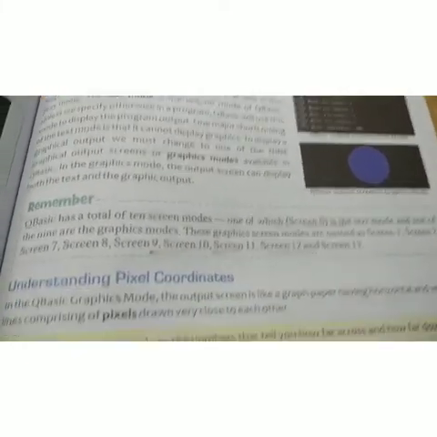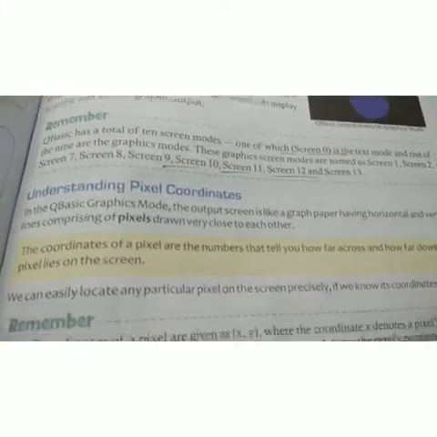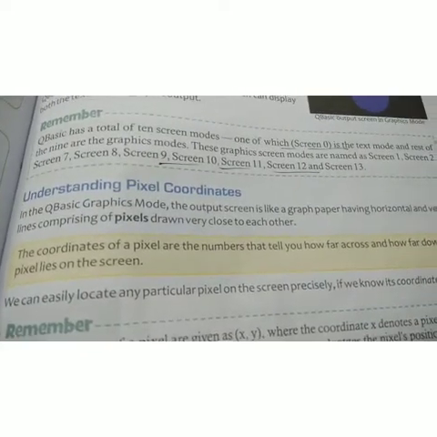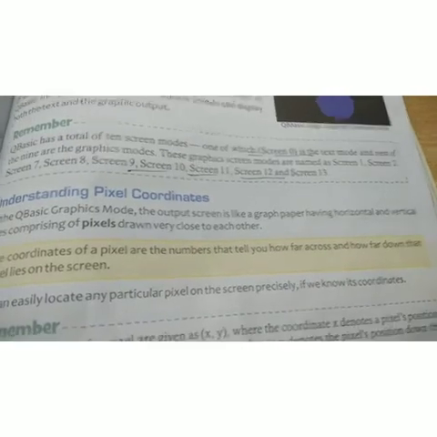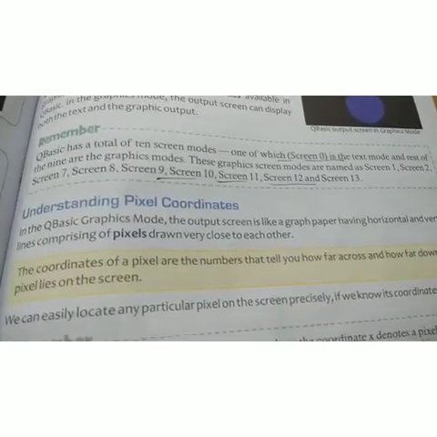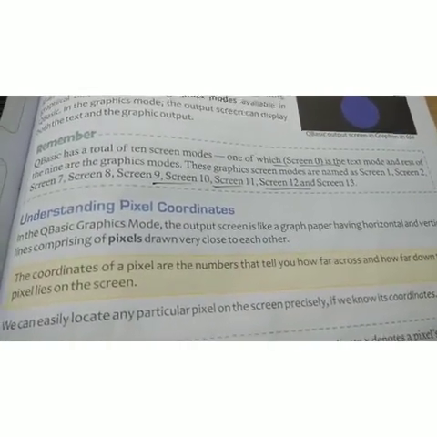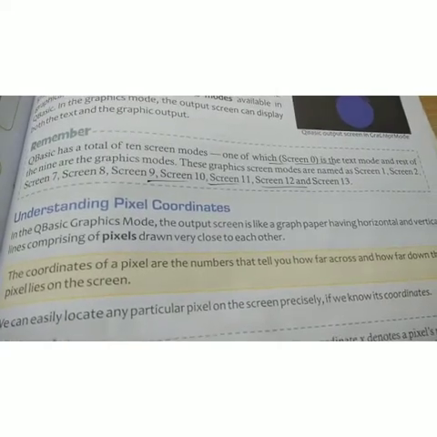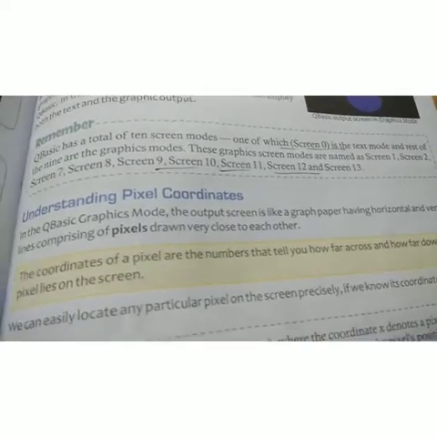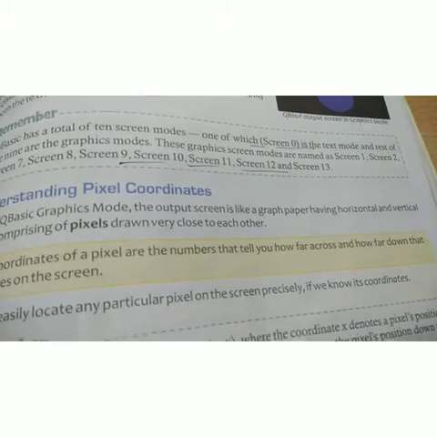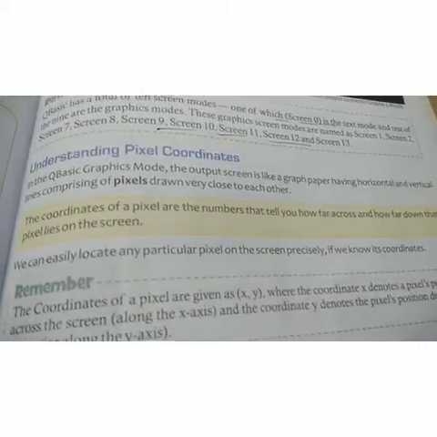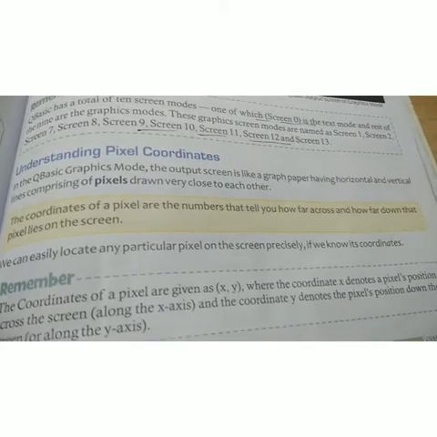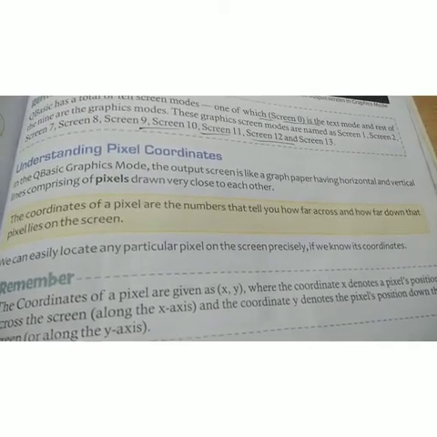Okay. So now next, understanding pixel coordinates. In the QBasic graphics mode, the output screen is like a graph paper having horizontal and vertical lines, comparing pixels drawn very close to each other. The coordinates of a pixel are the numbers that tell you how far across and how far down that pixel lies on the screen. So we can easily locate any particular pixel on the screen precisely if we know its coordinates.